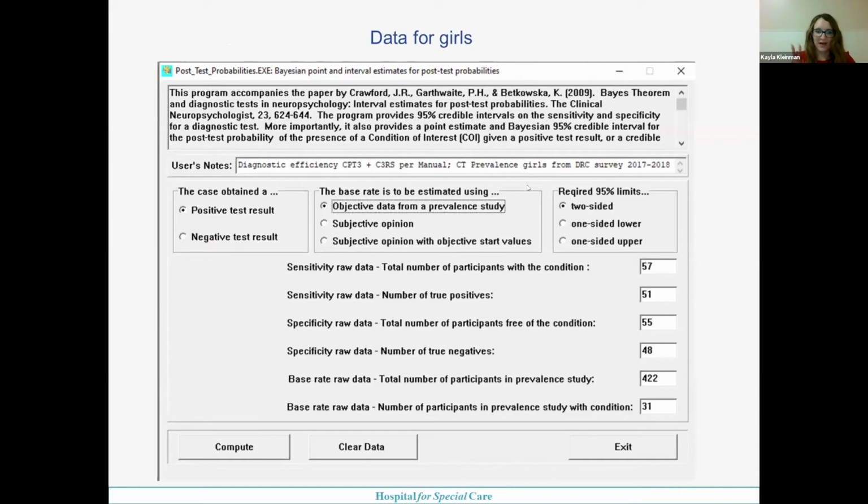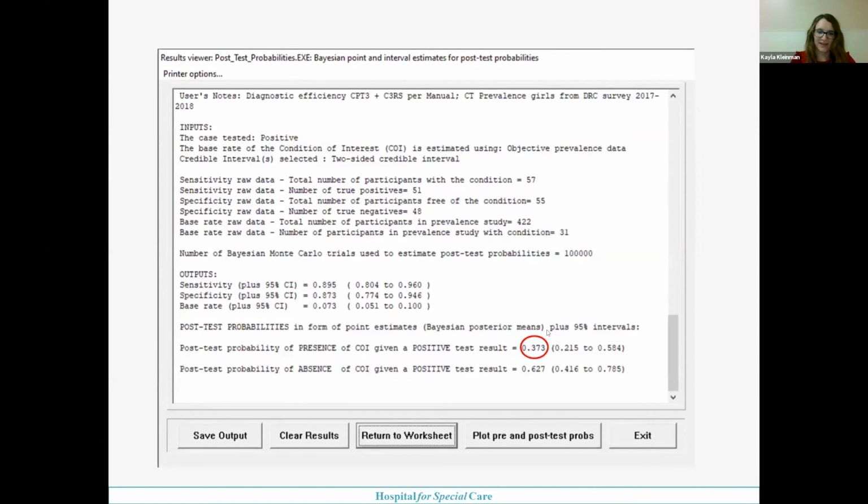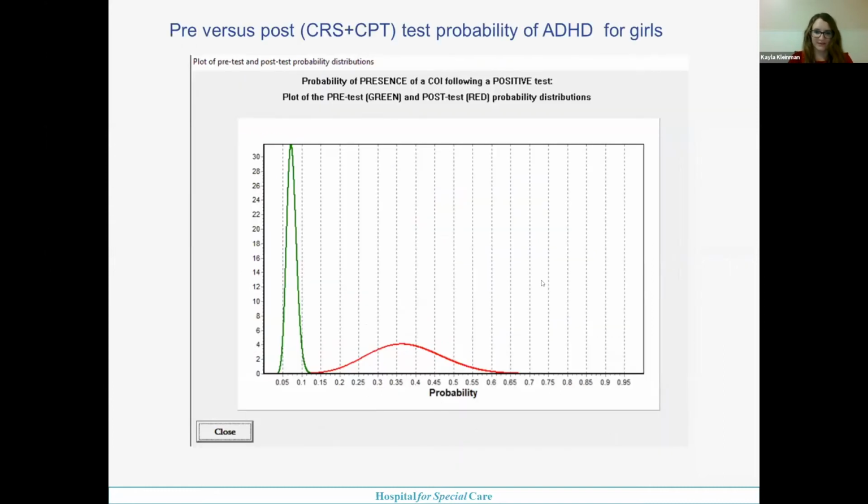So we're using a positive test result from the Connors tests, and we're using this objective data from the prevalence study. These first four entries in the column are from the Connors technical manual. And then those last two numbers in the column are from the epidemiological information in Connecticut for the base rate of ADHD in girls. So we enter this information and we see our base rate's about 7%, different from 50%. And the post-test probability of the presence of ADHD given a positive Connors test result is 0.373. So let's look at that more on a graph.